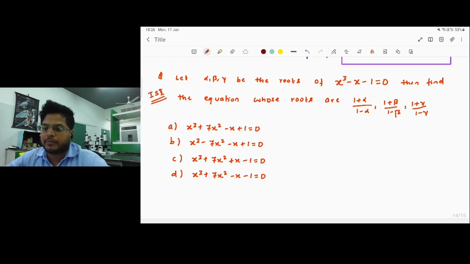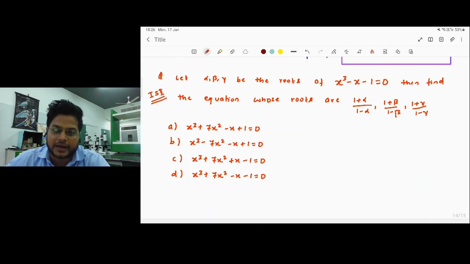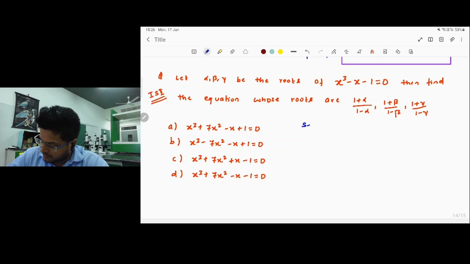Now the point I want to make here is that whatever discussion we have done for quadratics is also valid for this equation as well. So what is step number one? Step number one is x equals 1 plus alpha by 1 minus alpha. Step number two, find alpha in terms of x.